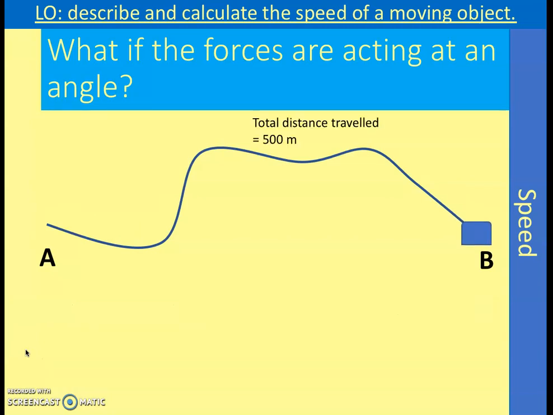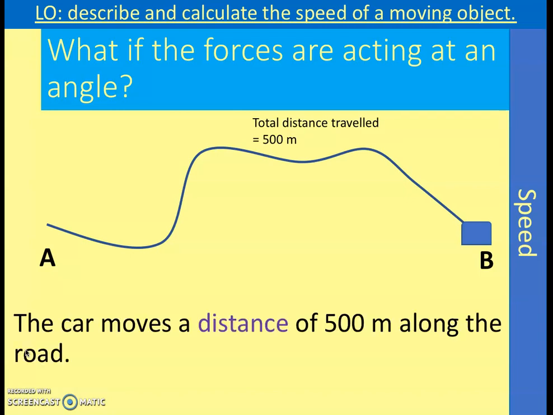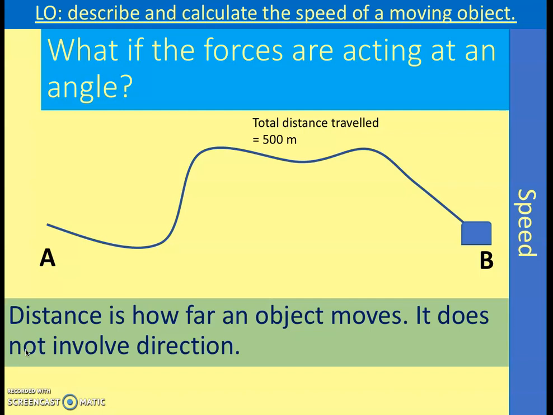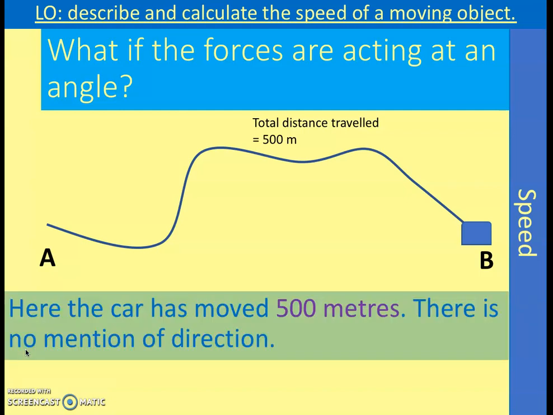If I'm looking at this car, I can say that the total distance that that car travelled is 500 meters. Because if I go along with a trundle wheel and I walk along the road and measure it, that's what I get. I get 500 meters. However, distance is how far the object's moved. It's not actually telling me in what direction that car has moved. Here the car has moved 500 meters, but there is no mention of direction.